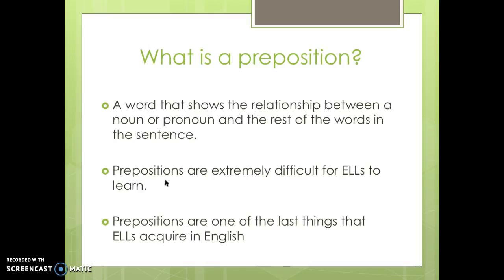What is a preposition? According to Folse, a preposition is a word that shows the relationship between a noun or a pronoun and the rest of the words in the sentence. Prepositions are extremely difficult for ELLs to learn, and prepositions are actually one of the last things that ELLs acquire in English.